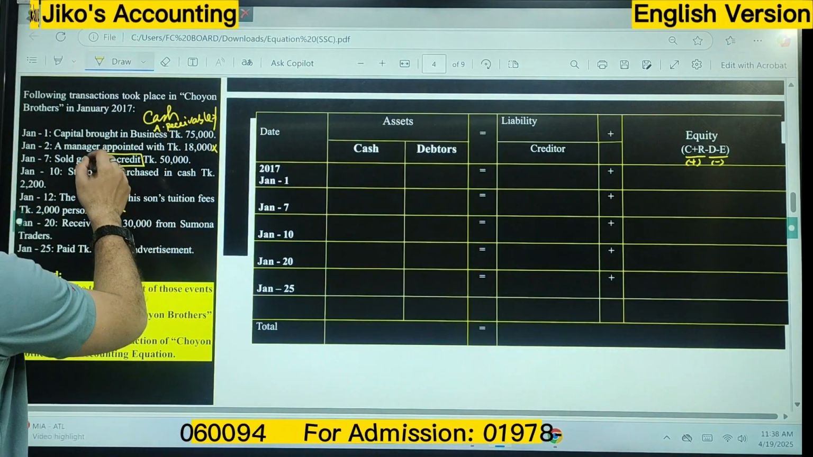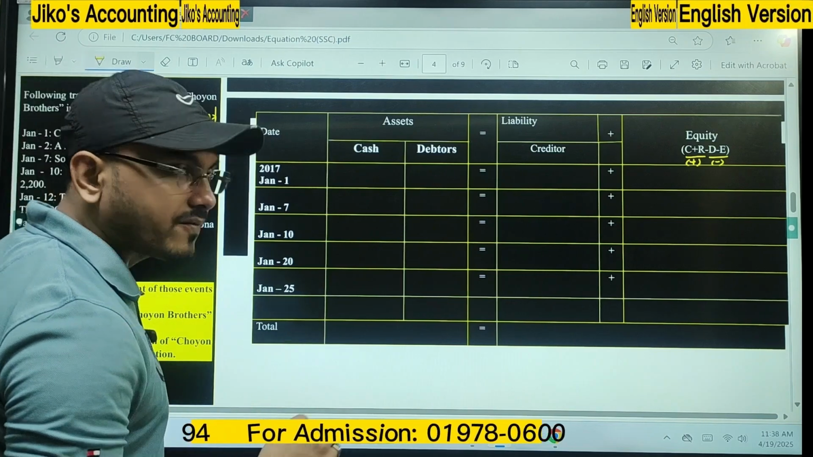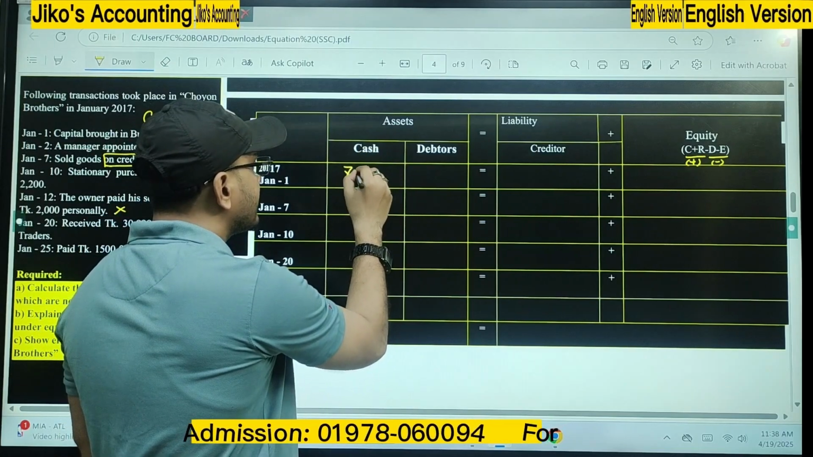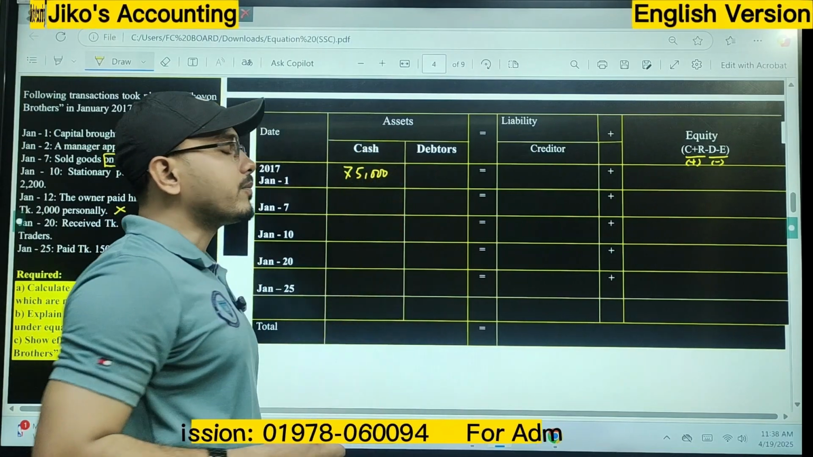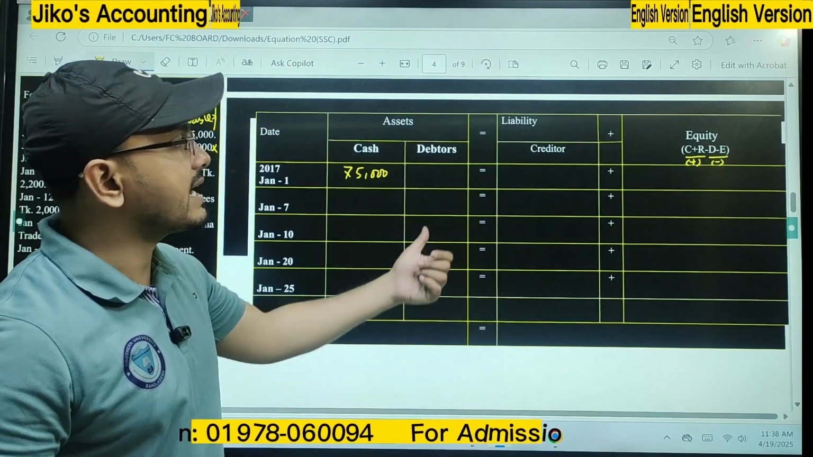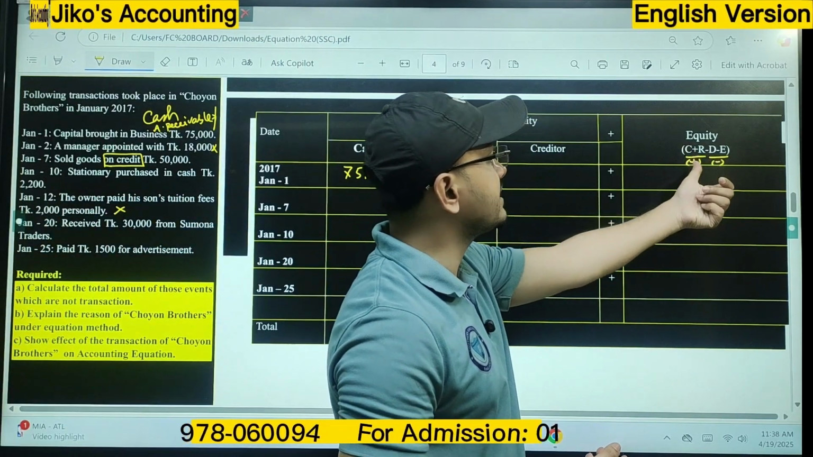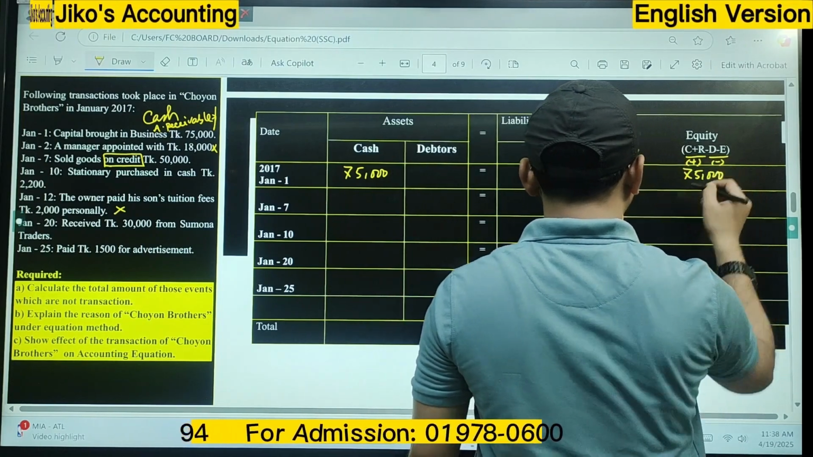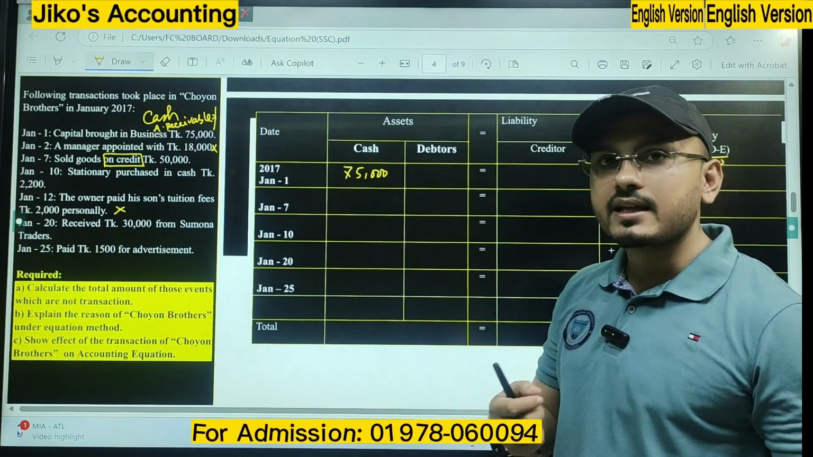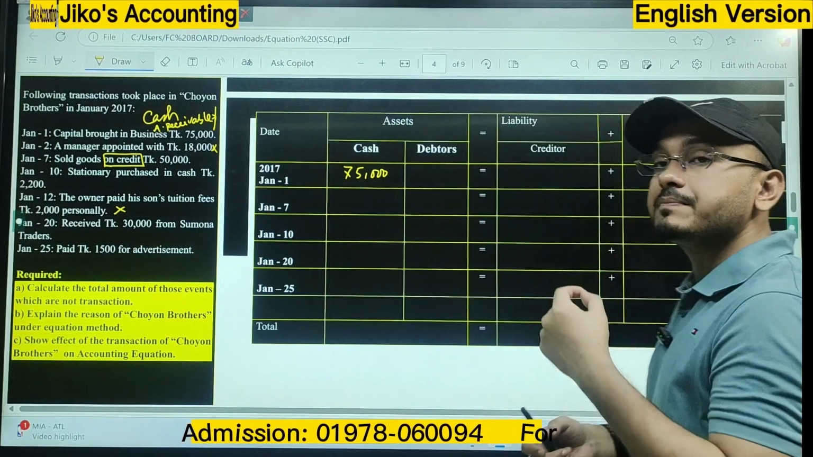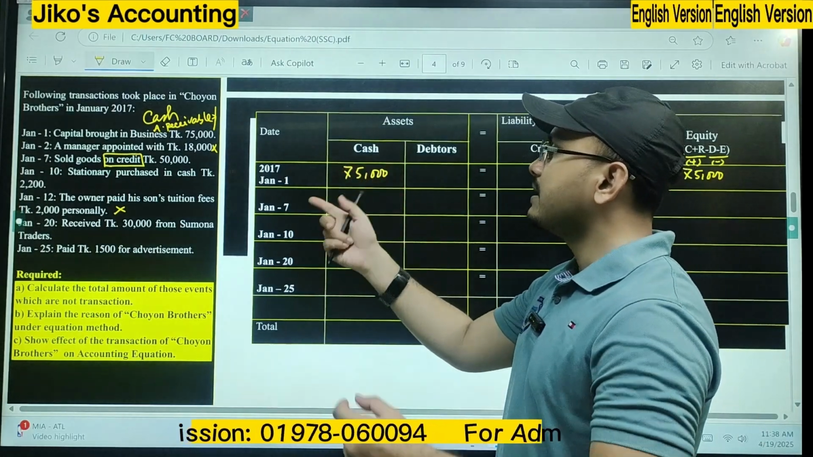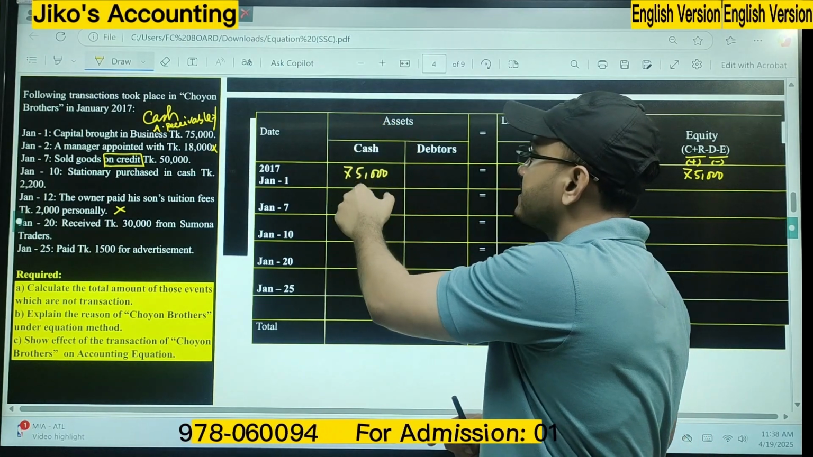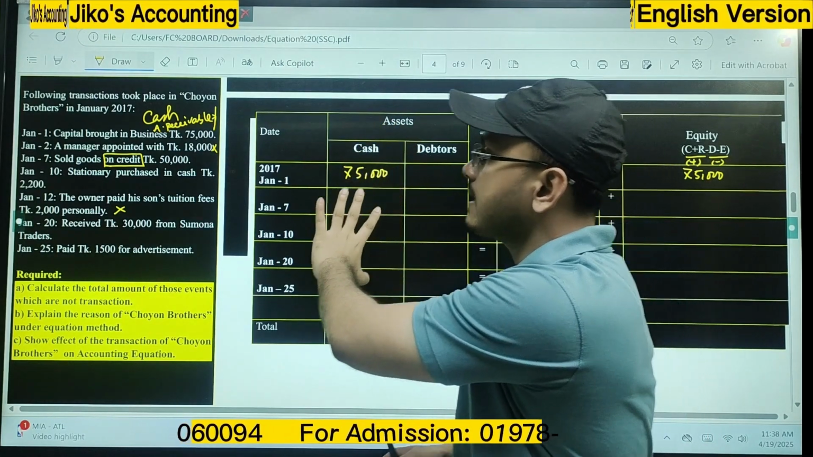What is our first transaction here? Capital brought in business, taka 75,000. 75,000 cash. That indicates the increment of the cash, because whatever is brought by the owner is recognized as capital. How about the capital? Capital indicates the plus figure, which means an increment of the equity. Whenever the owner brings anything, that should be recognized as capital. What is my business receiving? A cash amount. That means the cash of the business is increased, that's why I have to place it on the side of the cash. Now the first one is done.